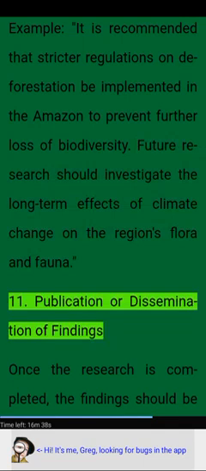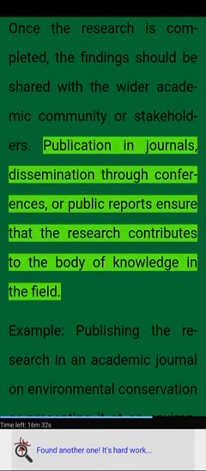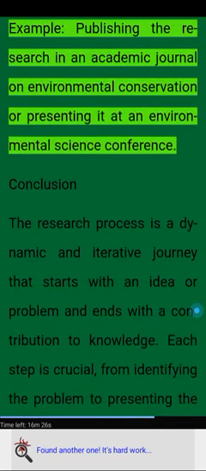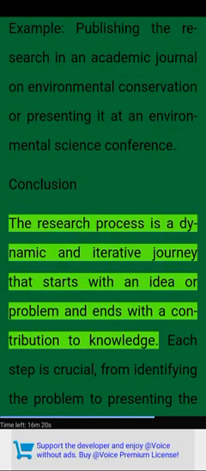11. Publication or dissemination of findings. Once the research is completed, the findings should be shared with the wider academic community or stakeholders. Publication in journals, dissemination through conferences, or public reports ensure that the research contributes to the body of knowledge in the field. Example, publishing the research in an academic journal on environmental conservation or presenting it at an environmental science conference. Conclusion. The research process is a dynamic and iterative journey that starts with an idea or problem and ends with a contribution to knowledge.